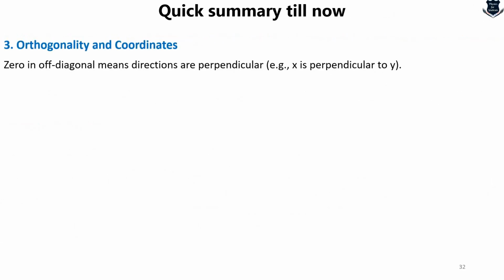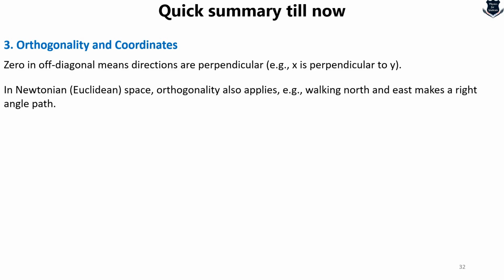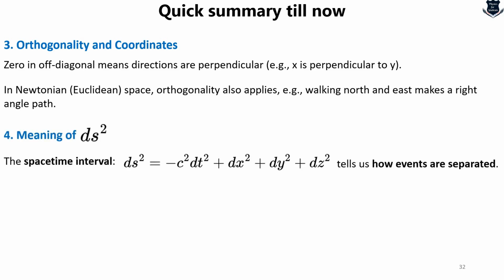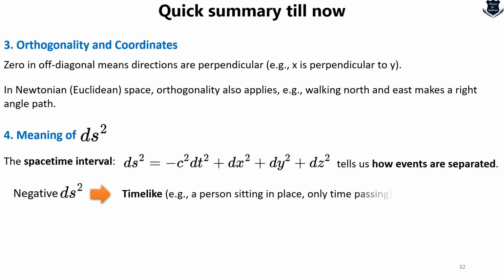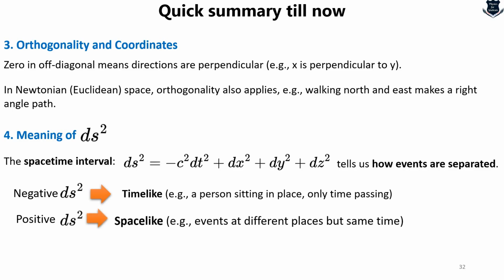Next, what we have learnt is orthogonality and coordinates. In Newtonian Euclidean space, orthogonality also applies, like walking north, east, etc. We also understood what ds squared is, that is the space-time interval, and you have also seen in the last video the difference between the space-time interval and the Minkowski metric or metric tensor. Negative ds squared means time-like, a person sitting in a place. Positive means space-like, events at different places, and zero is light-like, that is the path of a ray of light.